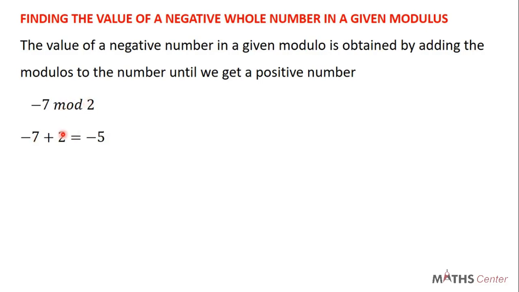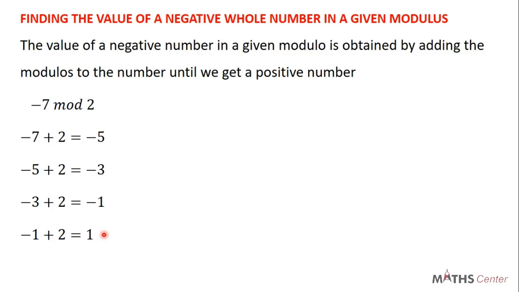When we added 2 to negative 7, we had negative 5. Negative 5 is not a positive number, so you add 2 to it again. Negative 5 plus 2 will give us negative 3. Negative 3 is not a positive number, so you add 2 to it again. Negative 3 plus 2 will give us negative 1. Negative 1 is still not a positive number, so you add 2 to it again. Negative 1 plus 2 is 1.